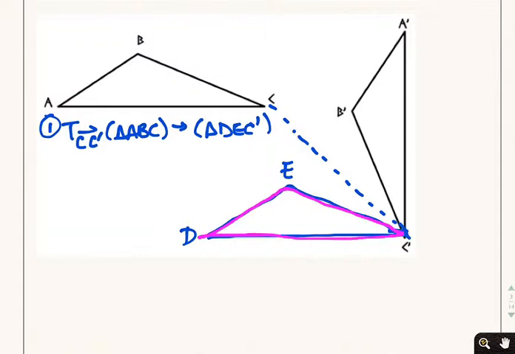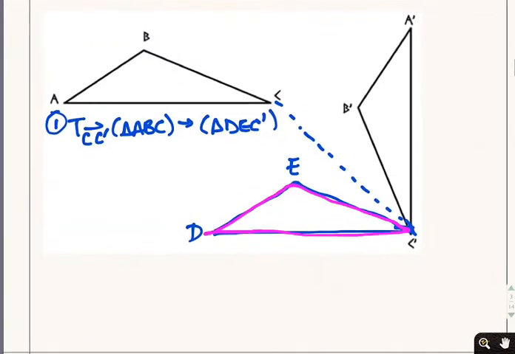Uh-oh, Mizzou game started. All right. I don't know what's going to happen here. Am I going to move them both?